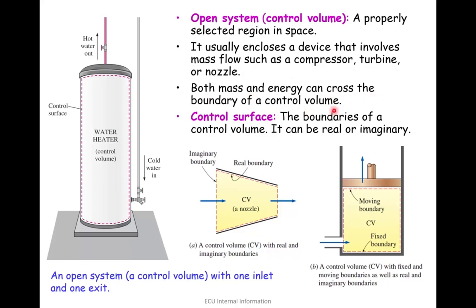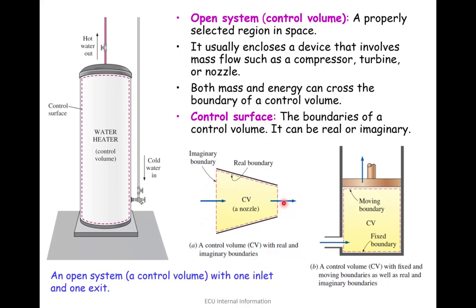That means you cannot say a control volume is a closed or open system. A control volume can be a closed system, and it can also be an open system. And this is the important thing we need to consider: the control surface is the boundary that we consider.